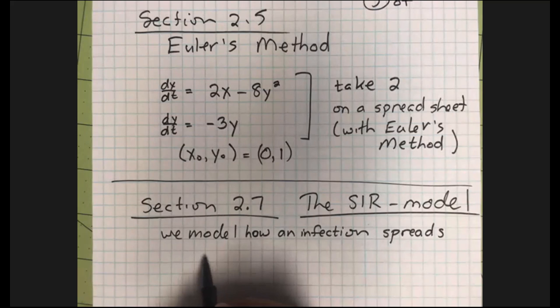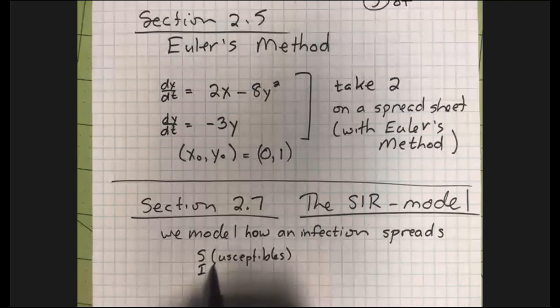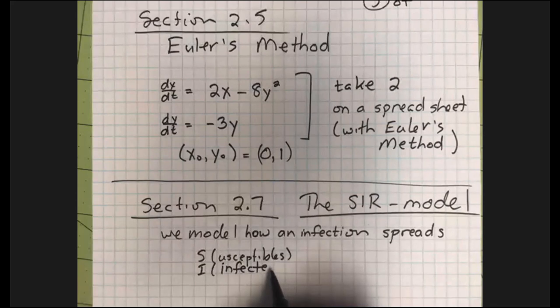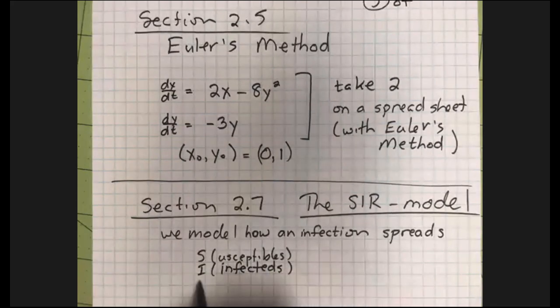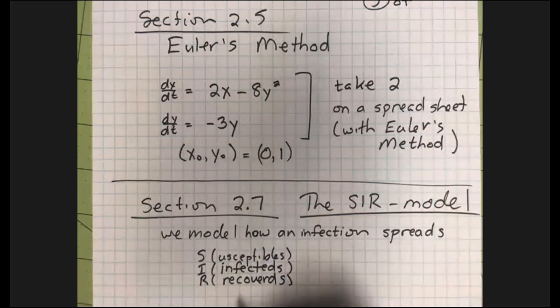We basically have three people in the universe: susceptibles, infecteds, or infected, and I'm pluralizing it, and recovereds. When you talk about the common cold, susceptible, infecteds, recovereds. Recovereds are the people that had a cold last week. When you talk about a serious disease like COVID-19 or HIV, recovereds are the people who might be dead.